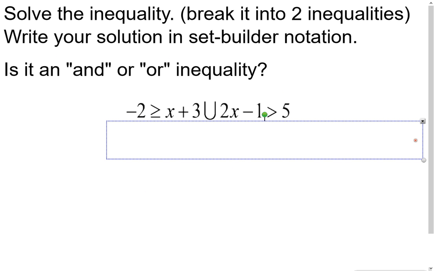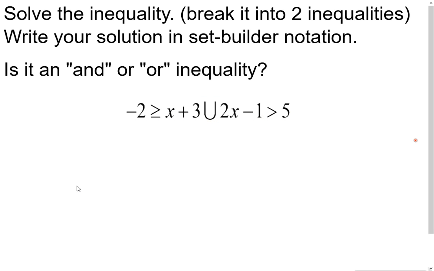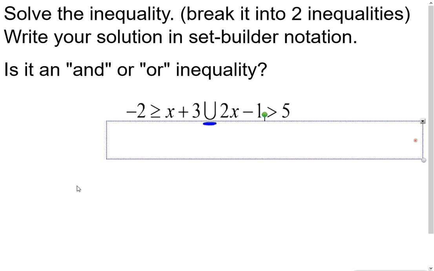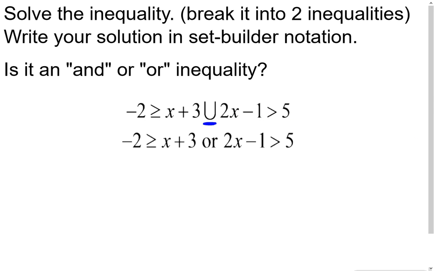It's this one here. We want to solve negative 2 is greater than or equal to x plus 3 union 2x minus 1 greater than 5. This little symbol right here just means or. So I have it written a little different here, not much. All I've done is I've changed the union symbol to the word or. So if you ever see that symbol, that just means or.